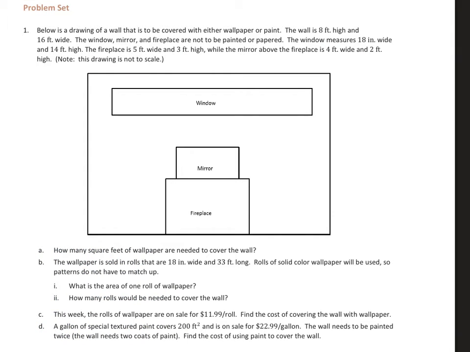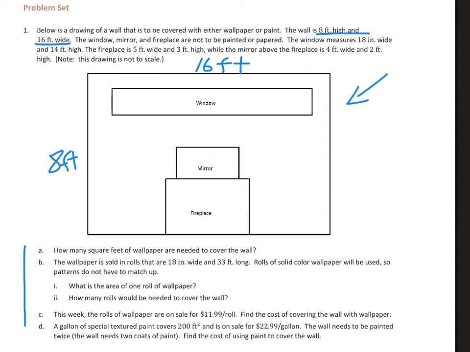All right, let's jump into the problem set. So problem 1 has 4 parts, A, B, C, and D. You can see down there. It gives us a picture of a wall, and it's 8 feet high, so I'm just going to mark this side 8 feet. It's 16 feet wide, so I'm going to mark this 16 feet. And the window, mirror, and fireplace are not to be painted or papered.